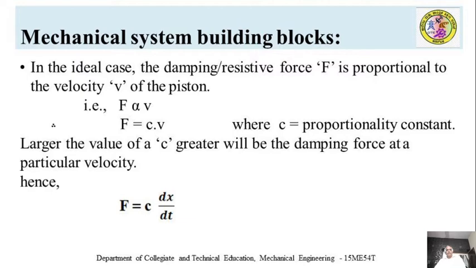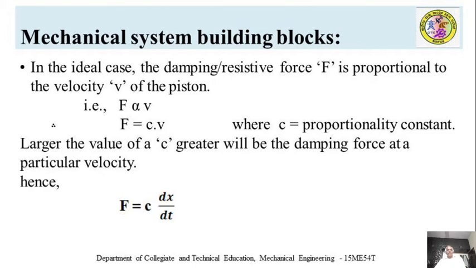In the ideal case, damping or resistive force is proportional to the velocity of the piston. F is directly proportional to V. So F equals CV, where C is the proportionality constant. This constant is called the damping coefficient.